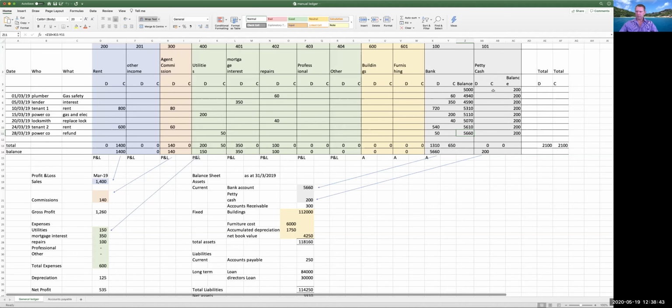Now, for the sake of this example, I have not put any petty cash transactions in the month, and so the balance at the beginning of the month for petty cash was 200, and the balance at the end of the month for petty cash remains at 200. So we've now done our bookkeeping, if you like, for the month.